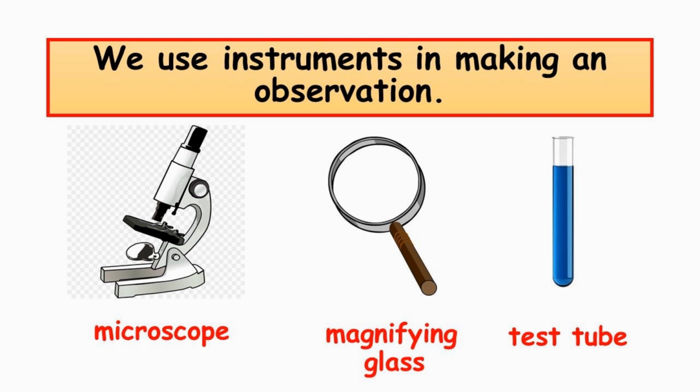We also use instruments in making observation. What are some of the instruments that we can use? We have the microscope. We can also use a magnifying glass or a test tube.